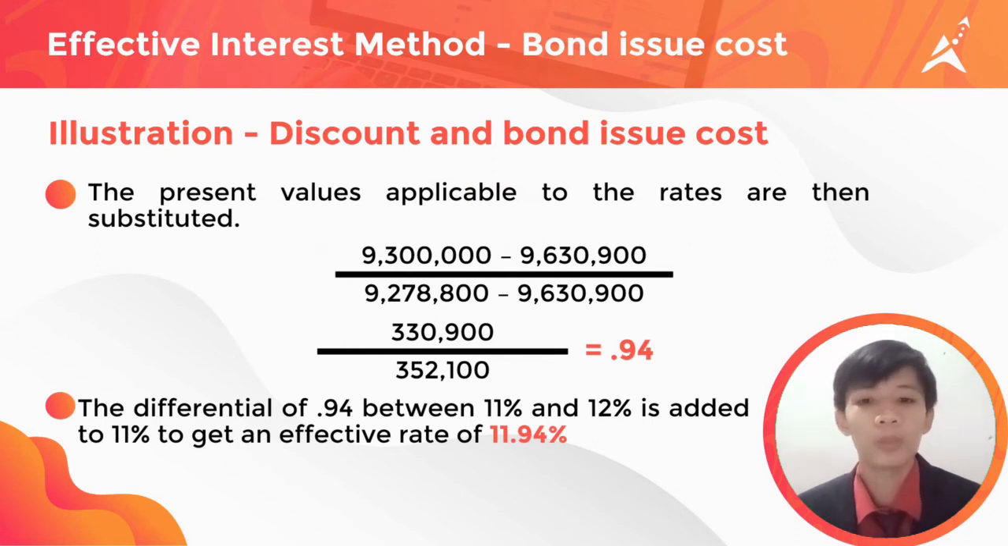The 9,300,000, which is equal to the net proceeds, is the present value of the unknown effective rate. 9,630,900 is the present value computed using the 11% effective rate, and 9,278,800 is the present value computed using the 12% effective rate. So the equation will result to 330,900 over 352,100, which is equal to 0.94. And the differential, 0.94 between 11% and 12%, is then added to 11%, resulting to a new effective rate of 11.94%.